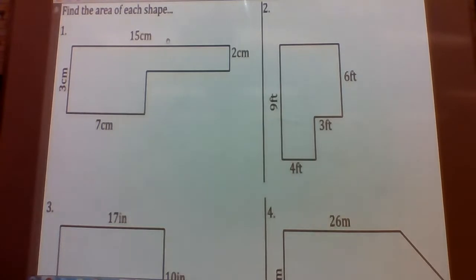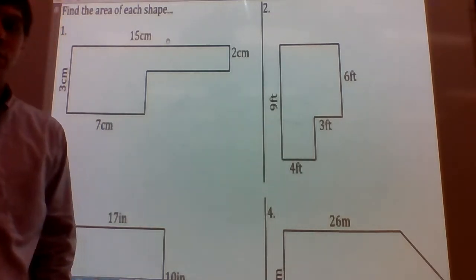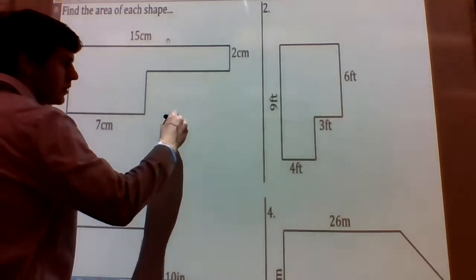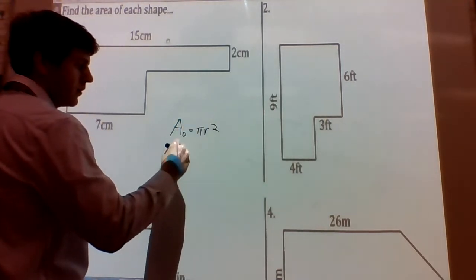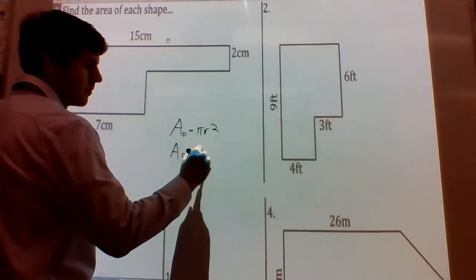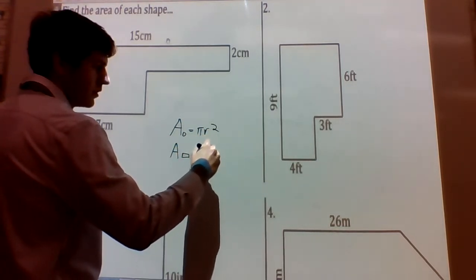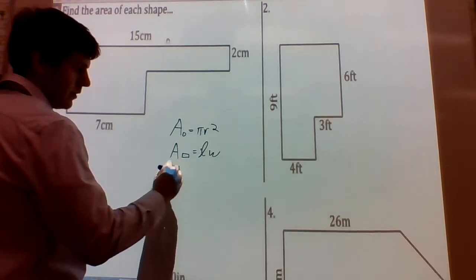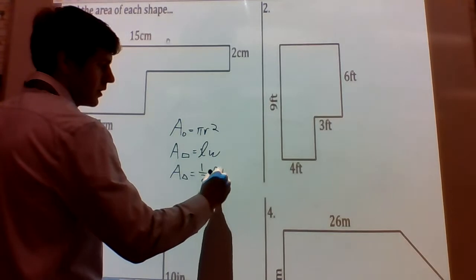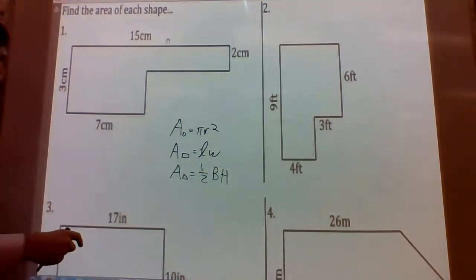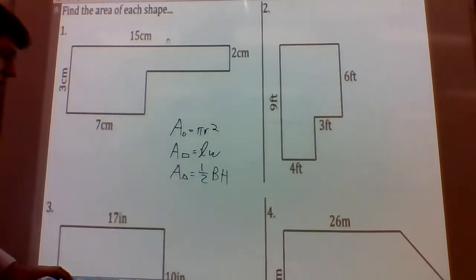Right, so we have the area of three different figures. We have the area of circles, which is pi r squared. The area of a rectangle is length times width. And the area for a triangle is 1/2 the base times the height. So we're going to use these three areas to find the areas of these more complicated figures. And we're going to do it by breaking down these figures into circles, rectangles, or triangles.